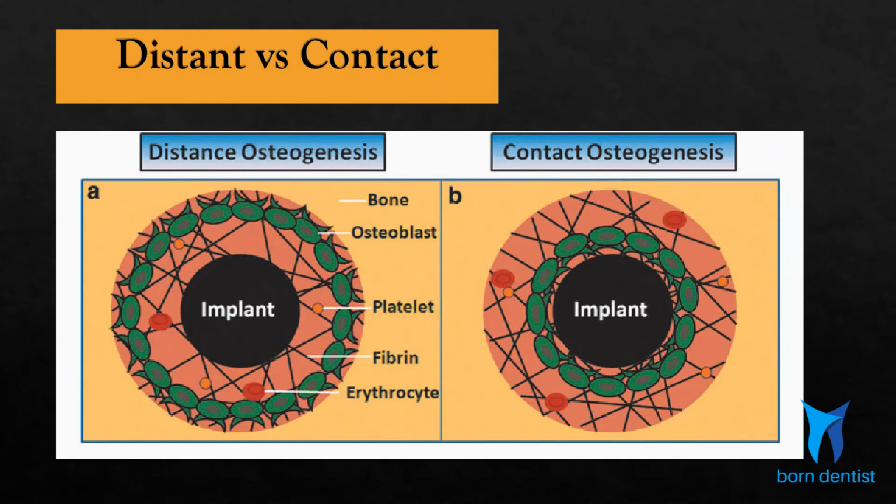In distant osteogenesis picture, the dark black round color represents implant. The green color you see are the osteoblasts lined at the periphery of the bone, which is indicating that the bone starts to grow from inside of the bone towards the surface of the implant. This is called distant osteogenesis. This is what happens with older machined implants of Branemark era. This type of osteogenesis takes time, means you need more time to establish secondary stability. And that is the reason for delayed loading of machined implants.